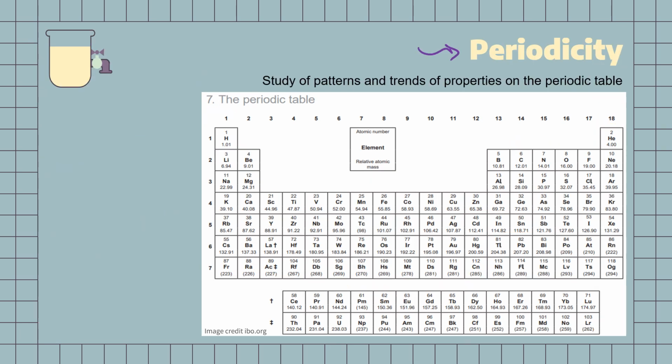Our topic for today was periodicity. This is defined as the study of patterns and trends of properties on the periodic table. Those trends are due to the columns, the groups, having the same numbers of valence electrons, and the periods putting those valence electrons into the same energy levels. This leads to some pretty interesting trends, patterns in these properties. We're going to look at half a dozen of them over these next couple slides.